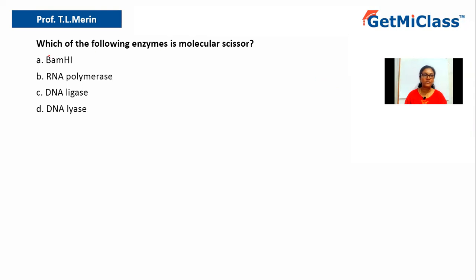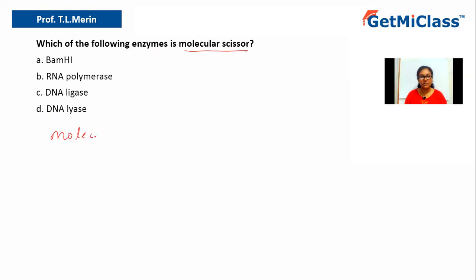Today we're going to solve this question which says, which of the following enzyme is molecular scissor? Option A, BamHI, option B, RNA polymerase, option C, DNA ligase, option D, DNA lyase. So let us see, the question says, which of the following enzyme is molecular scissor? So we have to understand this terminology, that is molecular scissor.